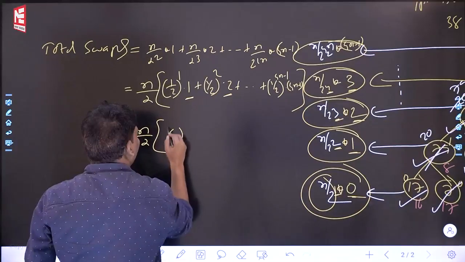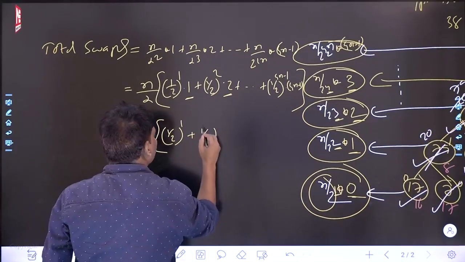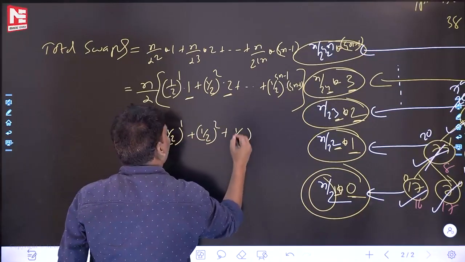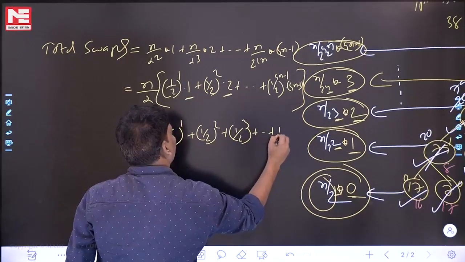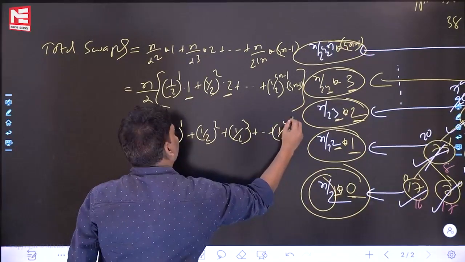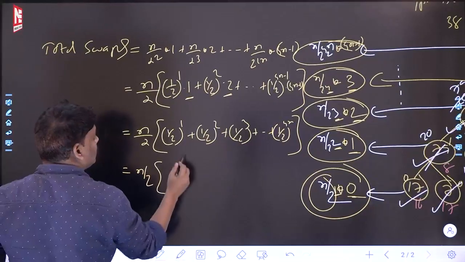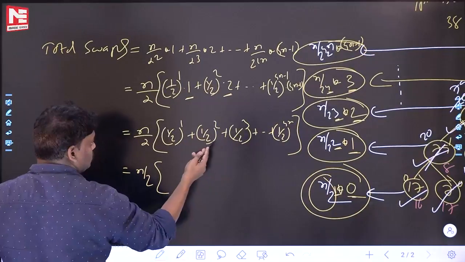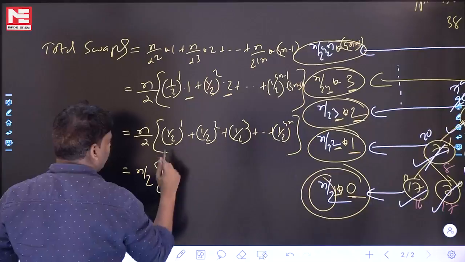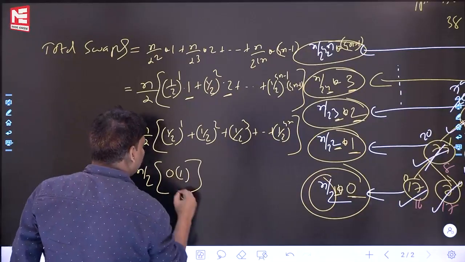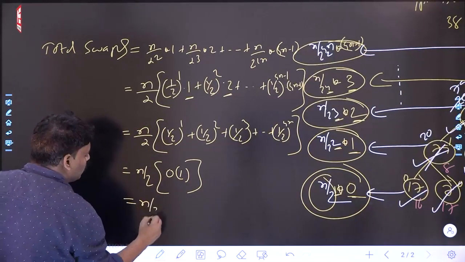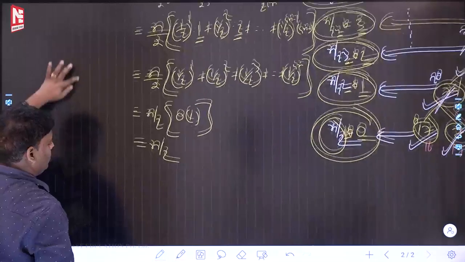What are those? 1 by 2 whole power 1, 1 by 2 whole square, 1 by 2 whole power 3, lastly 1 by 2 whole power log n, right, which will go to n by 2 into... I think it is the decreasing GP series. See this one, it is the GP series, R value less than 1. What is the answer? Constant. So finally, it is approximately n by 2. This is total swaps.